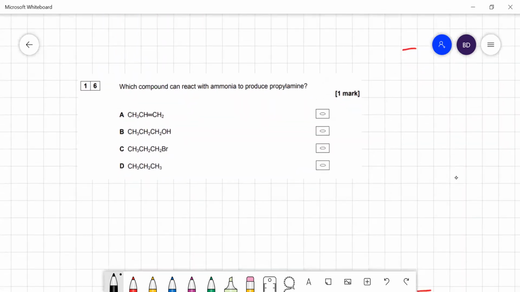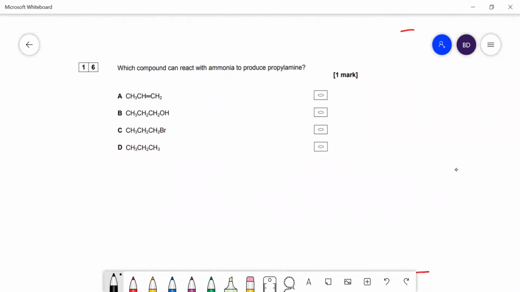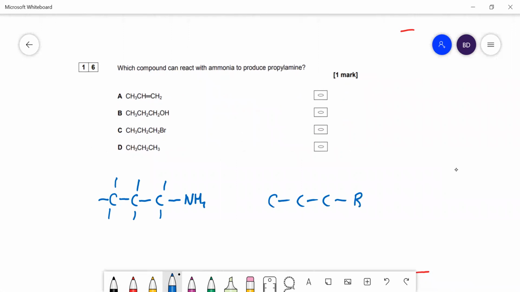Okay, which compound can react with ammonia to produce propylamine? Let's just draw the structure of propylamine. Is like that. And if you remember, that is formed by nucleophilic substitution from a haloalkane. I'll put bromine on there, but it could be chlorine or iodine. And you're going to react that with NH3. And that's going to go there like that, and that's going to come off.